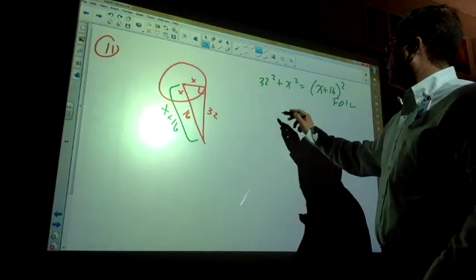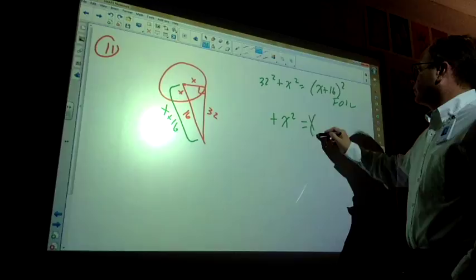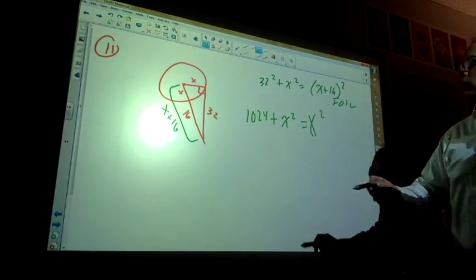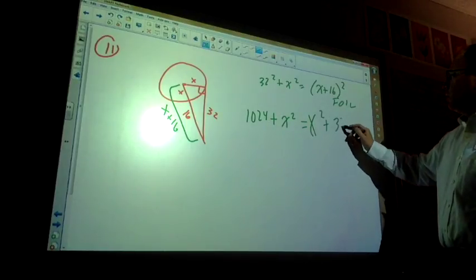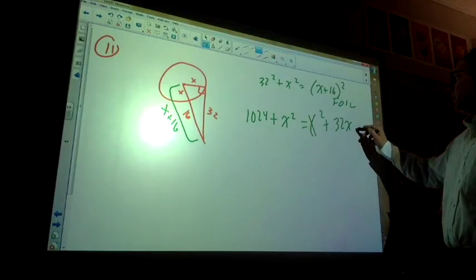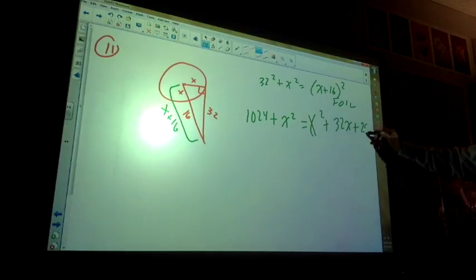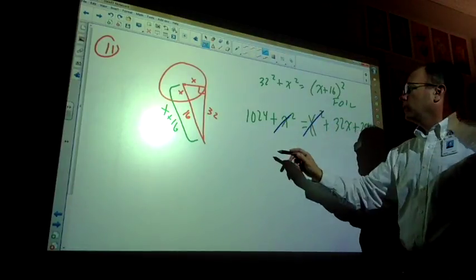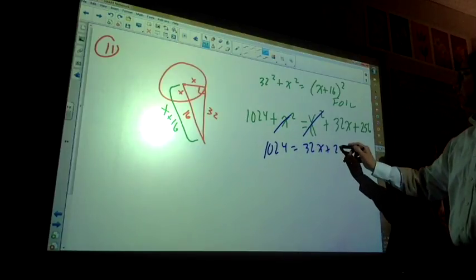So what is 32 squared? 1,024? Or is it 10,024? No, 1,024. So this is x squared plus 32x plus 16 squared is 296? 256? Okay. The x squareds cancel each other out. So I get 1,024 is equal to 32x plus 256.